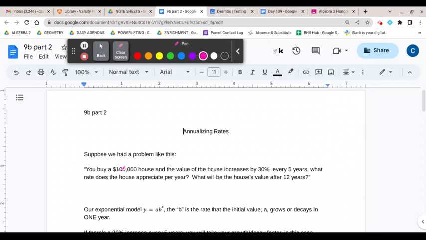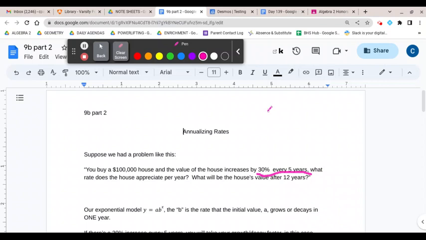You buy a $100,000 house and the value of the house increases by 30% every 5 years. What rate does a house appreciate per year? And what will the house's value be after 12 years? All right. This is a little bit complicated, and so it's going to sort of take an extra step.